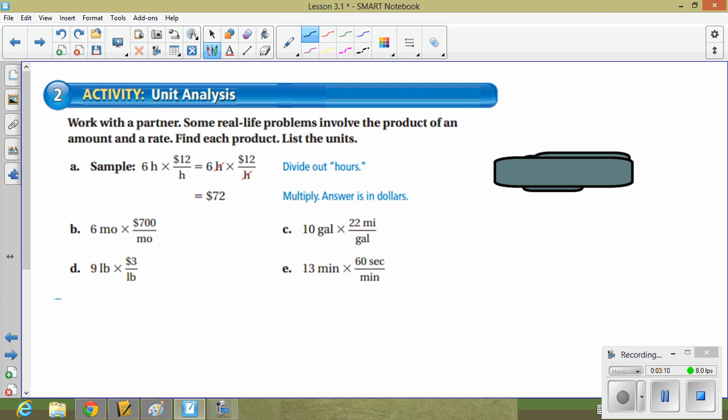For this next example, I can cross out months. So now I have 6 times $700, which is $4,200. Okay, for example C, over here to the right, we have 10 gallons times 22 miles per gallon. So I can cross-cancel gallons. Now I'm left with 10 times 22 miles, which gives me 220 miles.